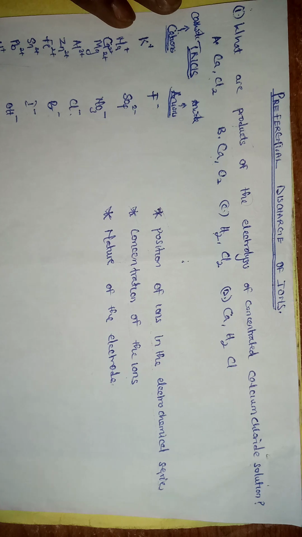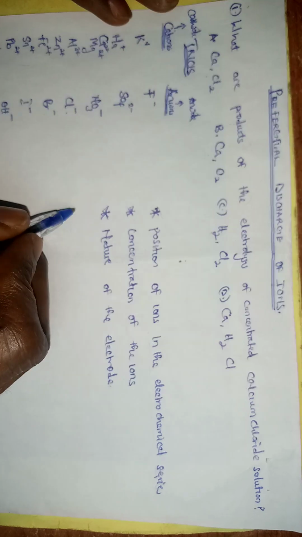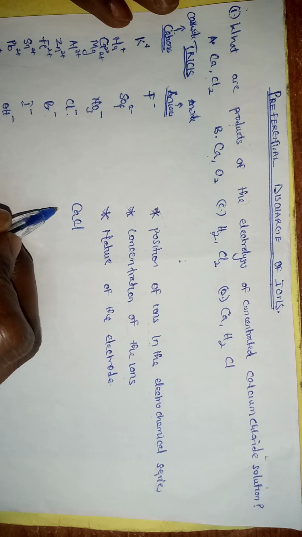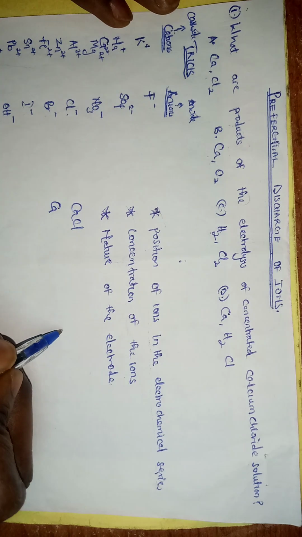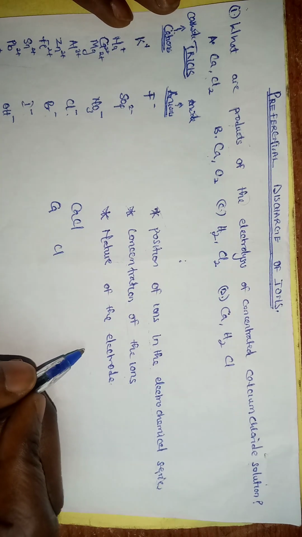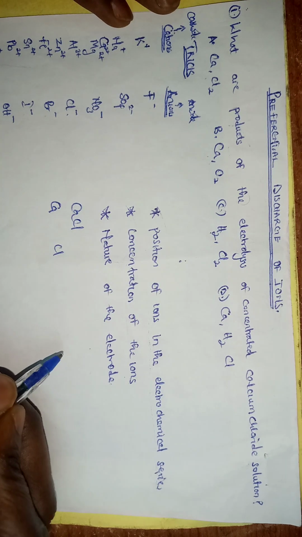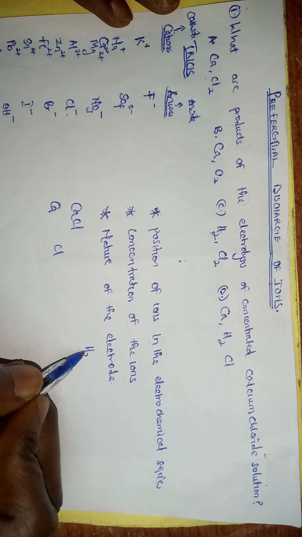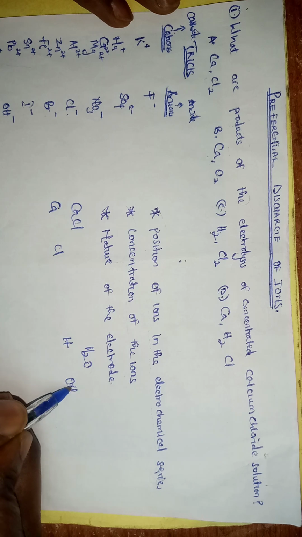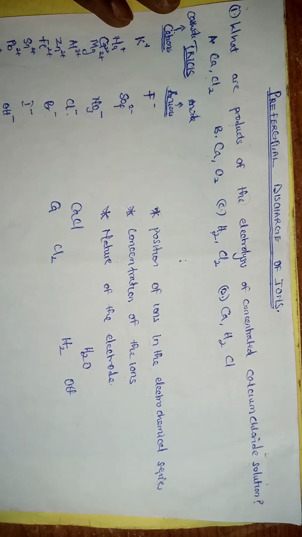So now let's start. We have the concentrated calcium chloride, so the calcium chloride will dissociate into calcium and chloride ions. In any kind of reaction like this, you need to include water, H2O, which will dissociate into hydrogen and OH.